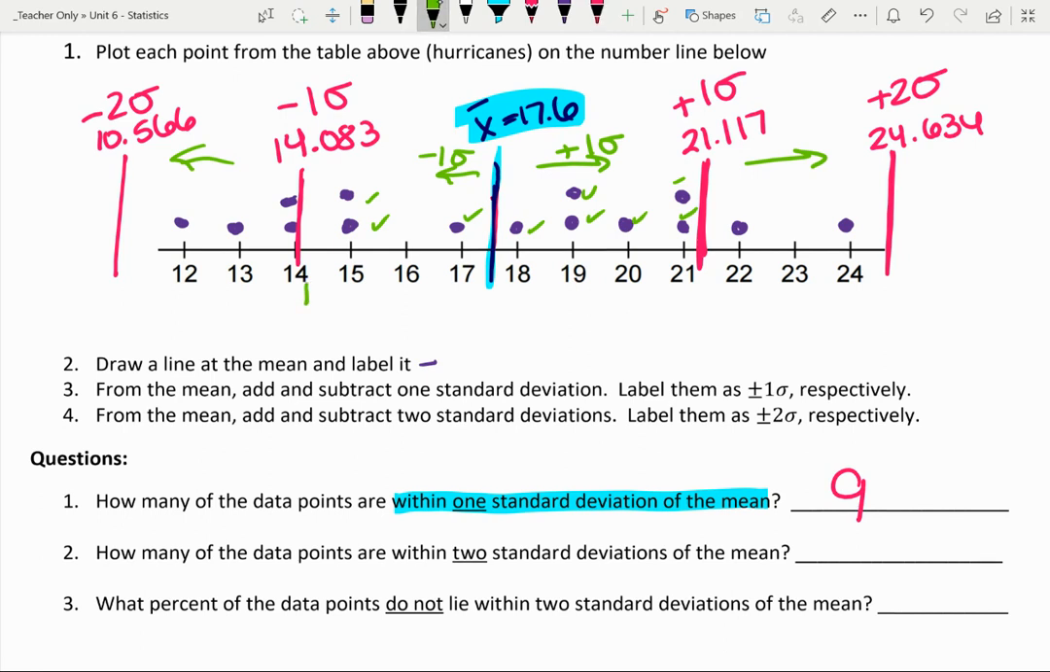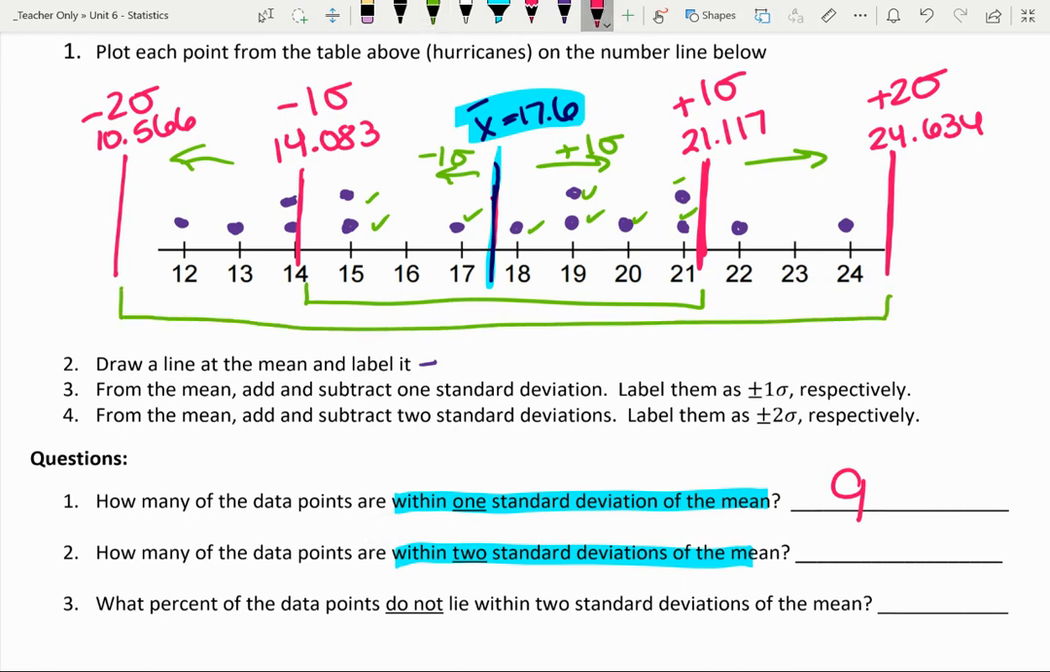That represents 1 standard deviation, right? And then within 2 standard deviations, now I'm extending my range to what we just marked. This is going to be our 2 standard deviations, and actually all 15 of our values, which means that what percent do not lie within those? In this case, it happens to be 0%, but that's not always the case.